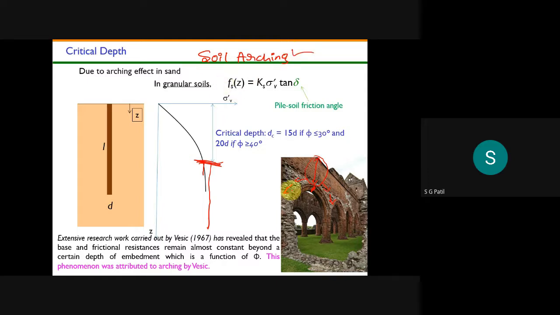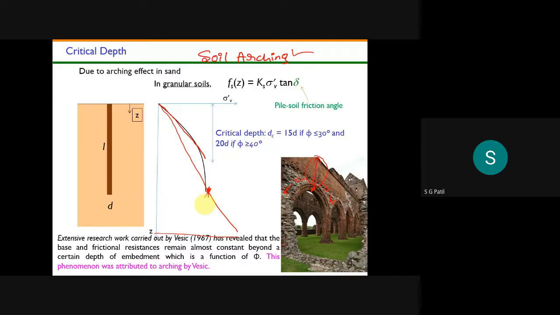So whatever increase in stress there is will keep on increasing up to a certain depth, then it will become constant. That depth is called the critical depth. Again, this is a still debated problem, because some researchers tell you that in the field you won't observe this kind of arching. That's why in some textbooks they take a full linear variation. They won't curtail it here.